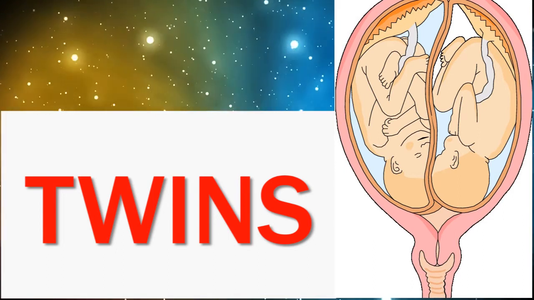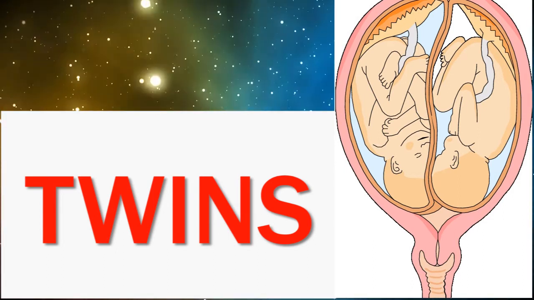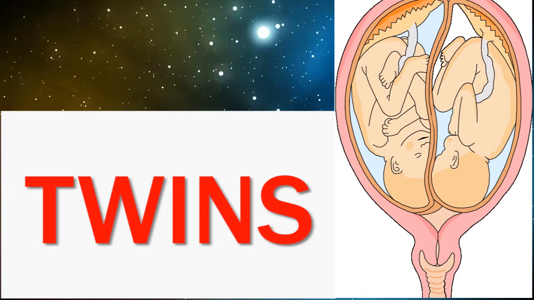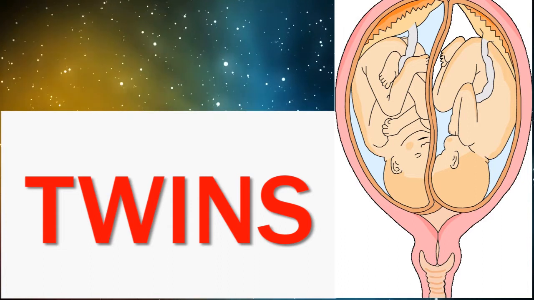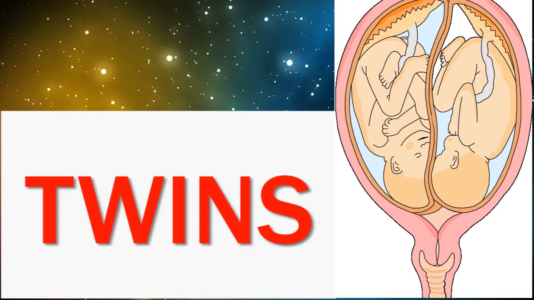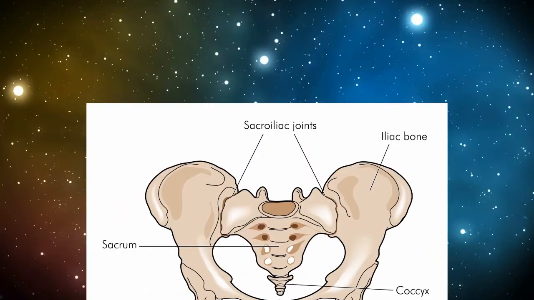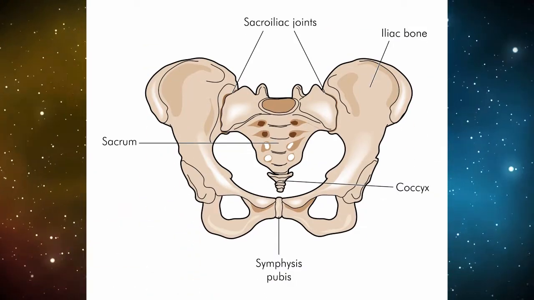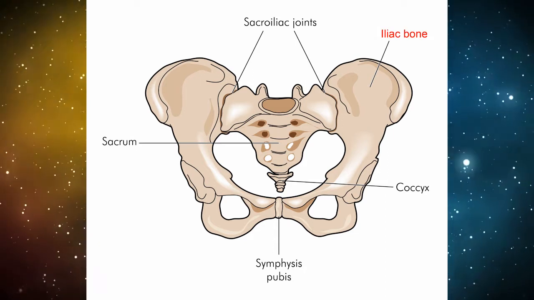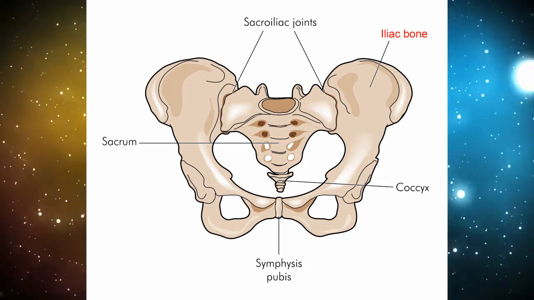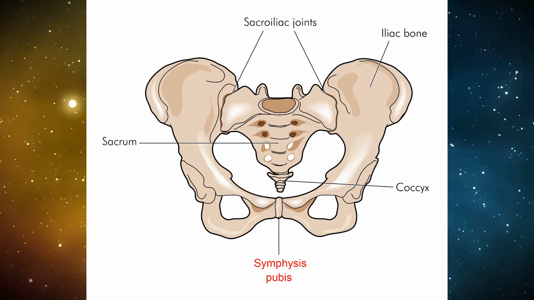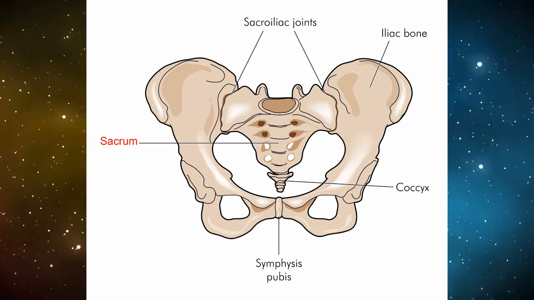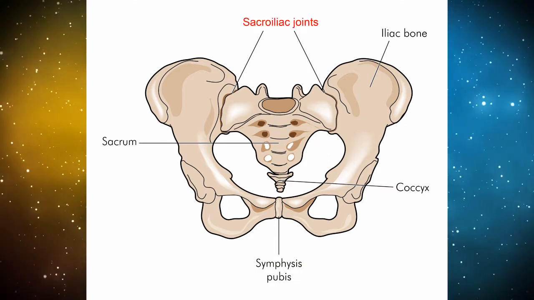Now, if a C-section is not needed, then a vaginal delivery is the way to go. During a vaginal delivery, the fetus will have to go down through the pelvis head first. The female pelvis is made up of 4 bones. We have the right and the left iliac bones, which are joined in the front by a joint called the symphysis pubis. They're also joined in the back to another bone called the sacrum by the sacroiliac joints.